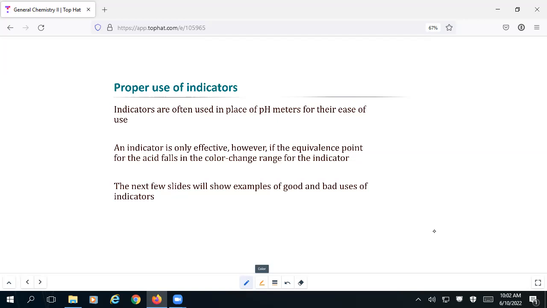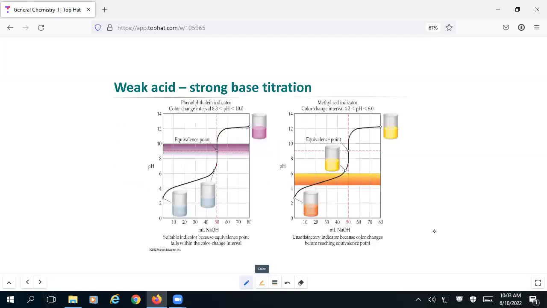Most of the time we did titrations in Erlenmeyer flasks. Can't do that with a pH probe because where's the burette going to go? So we use indicators a lot of times for that kind of thing. But the indicator's only good if the equivalence point for that titration is going to be at or near the active range of that indicator. So let's take a look at some good examples and some not so good examples.